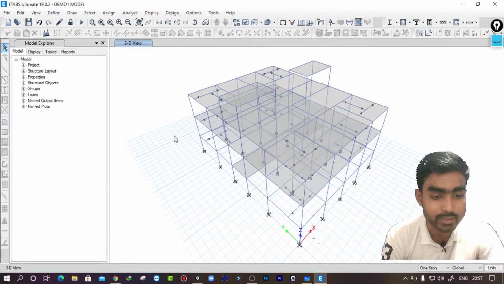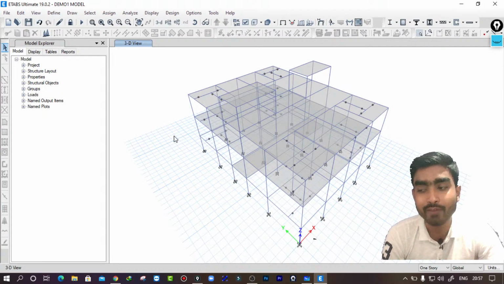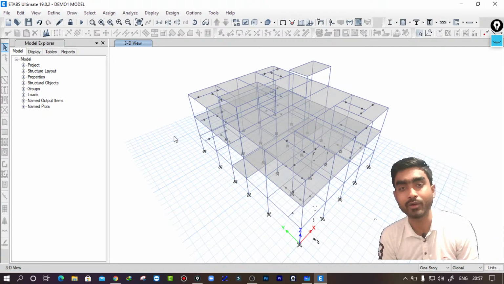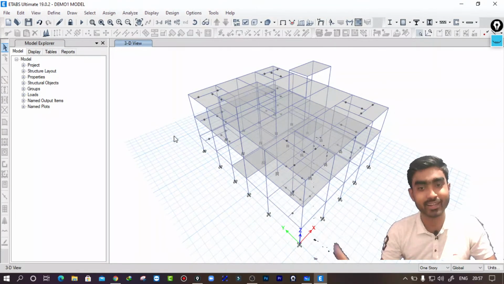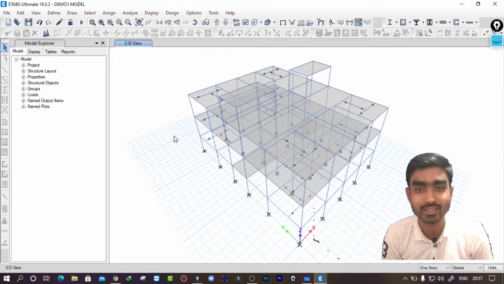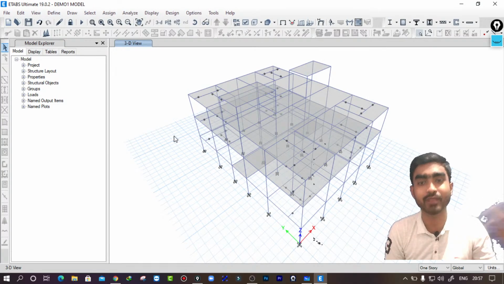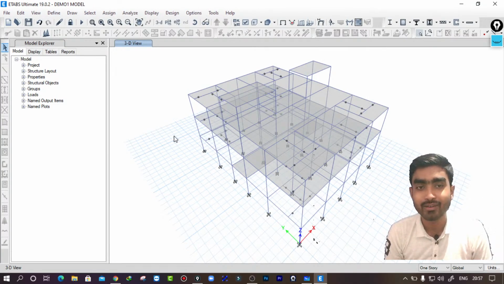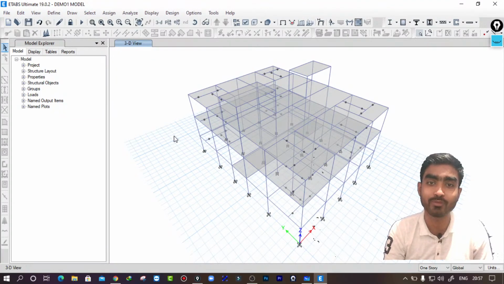So Mr. Singh is asking, sir, if 90% mass participation is not coming out of 5 modes, but we get it after 12, is that okay? Yes. See, you should have one idea. Suppose our structure is just G plus 2. In that case, the mass participation should be within 10 to 12 modes. But in the case of high-rise structures, it may go to 30 modes, 40 modes also. You cannot say that it will be restricted to 12 modes or 5 modes.